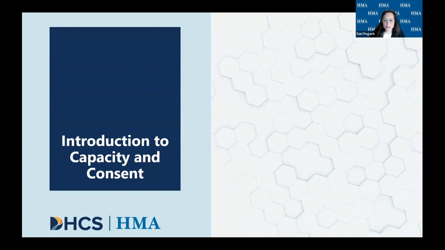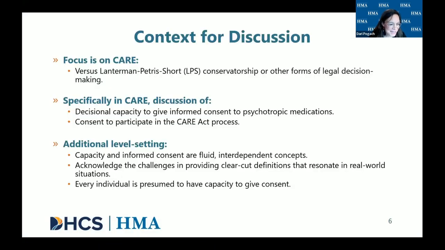This also leads into what I want to say about capacity and consent generally. It's a really broad topic. It applies to really all legal and clinical matters related to mental health treatment and supports and services. Because this topic is so broad, we want to really make sure to set the stage for the rest of the hour. We're really going to try to focus today on capacity and informed consent as they relate to the CARE Act.